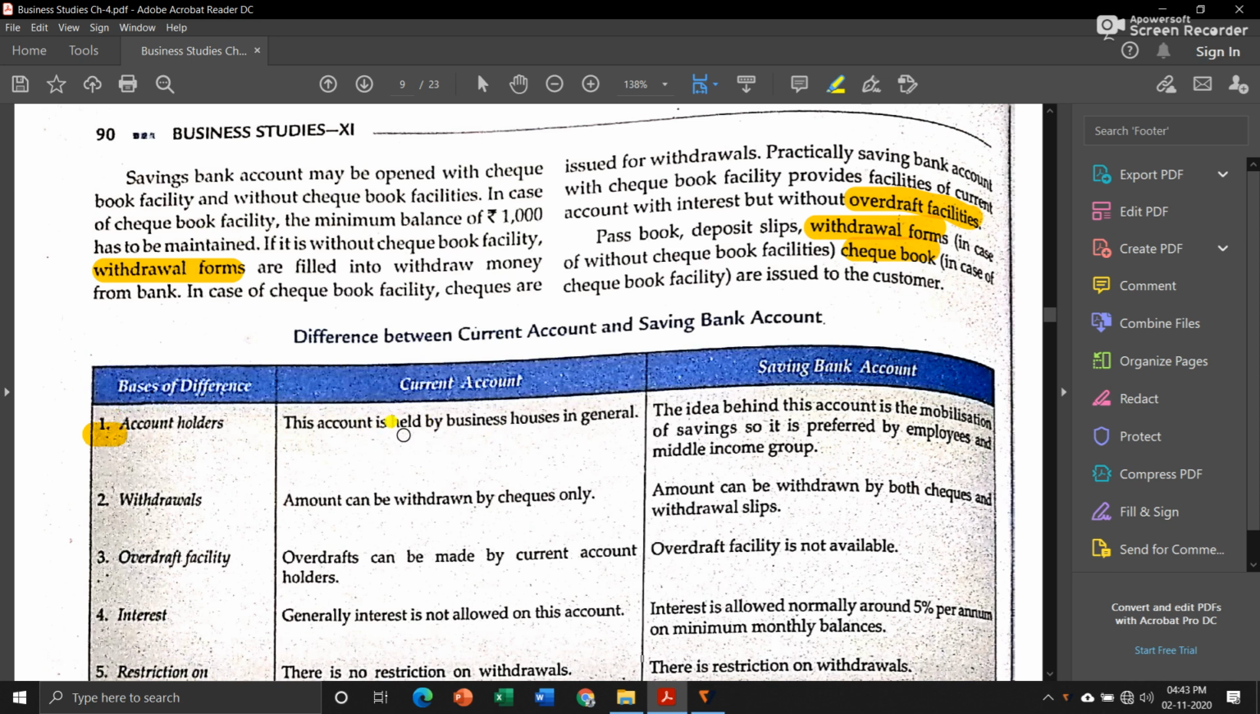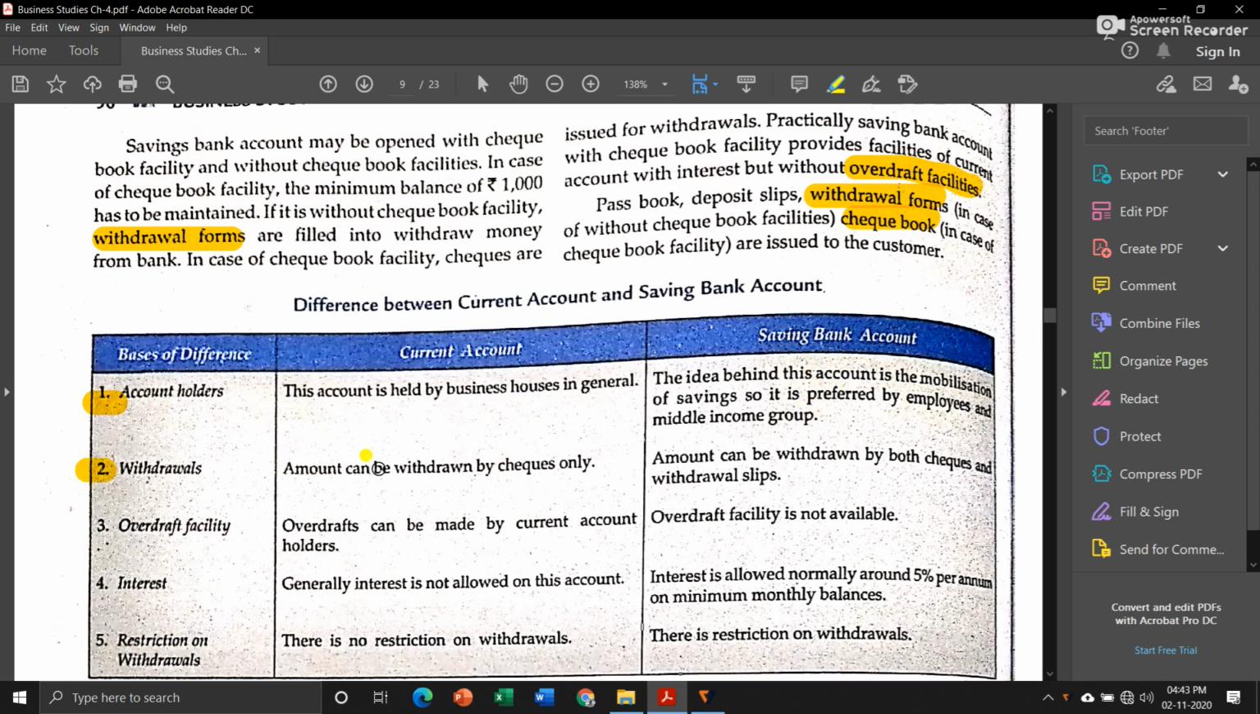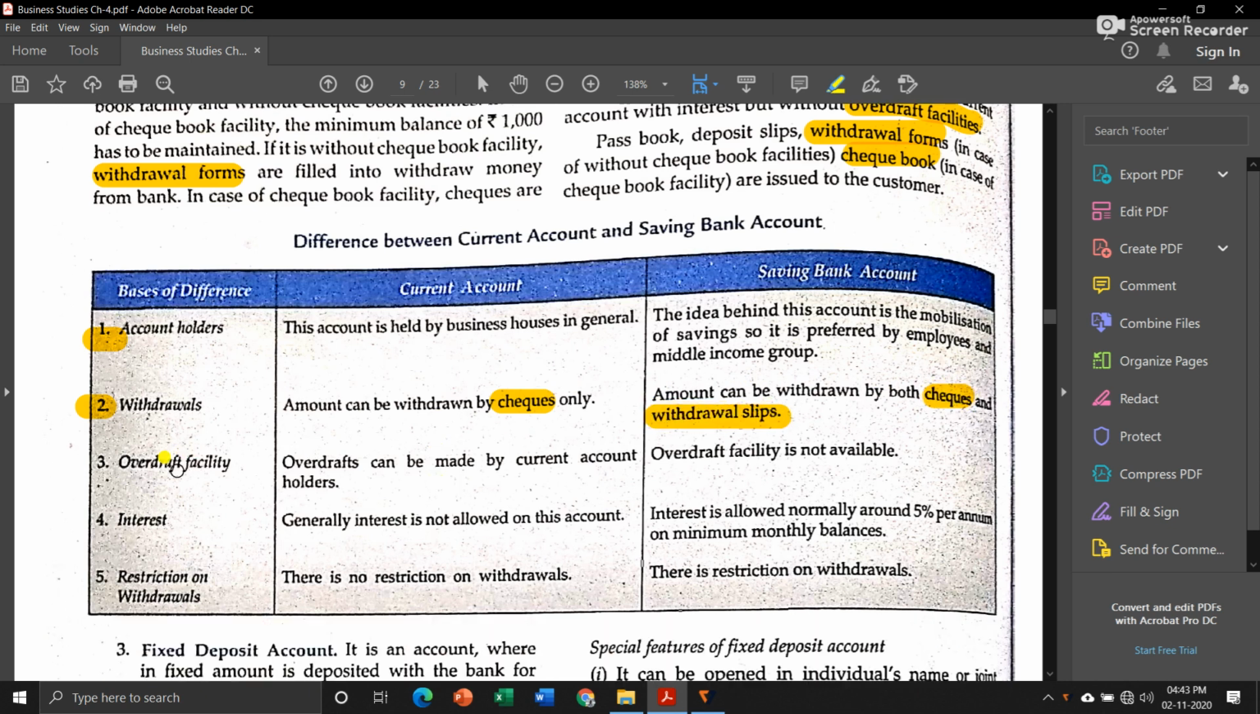Now let us see some differences between current account and savings bank account. Account holders: a current account is held by business houses in general. Current accounts are opened by business houses, but a savings bank account is opened by the normal middle class group, or anybody can open a savings bank account except for any business. Then withdrawals: amount can be withdrawn by checks only, means you can withdraw money from a current account only through checks, but in case of a savings bank account, you can withdraw through check as well as withdrawal slips. Then overdraft facility.